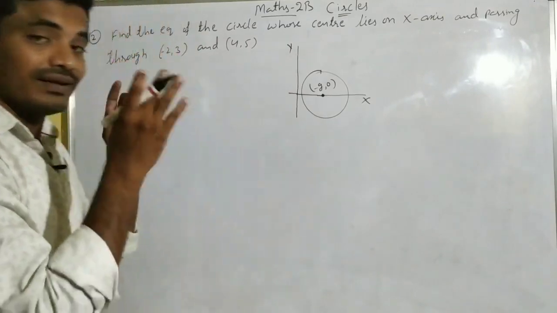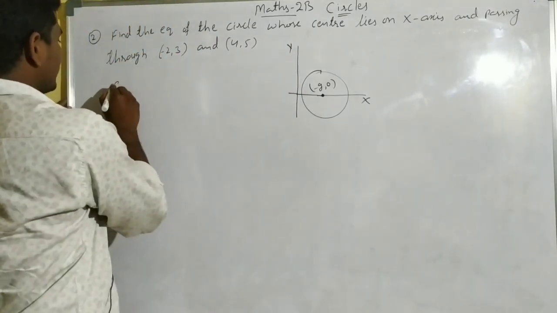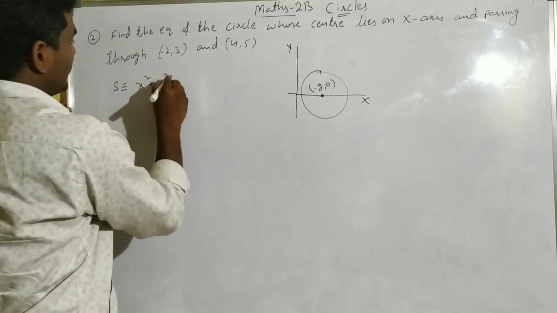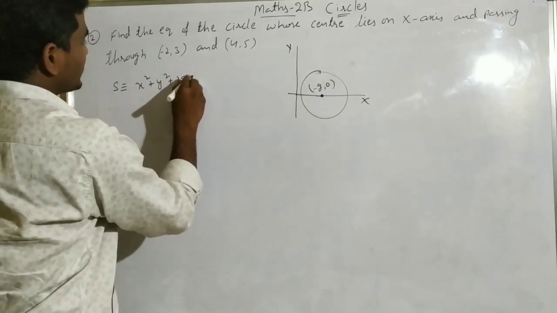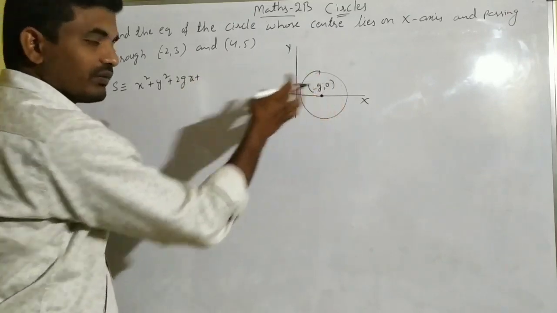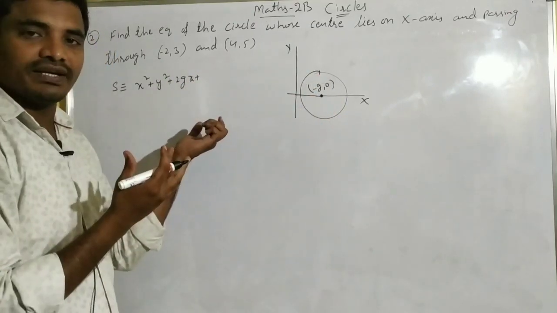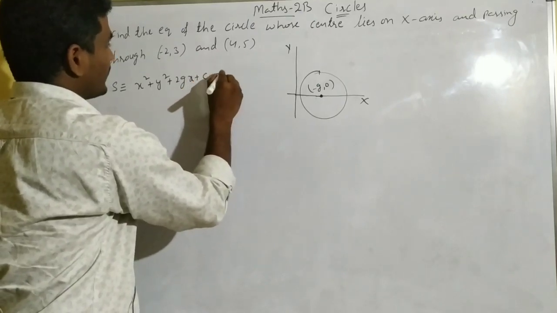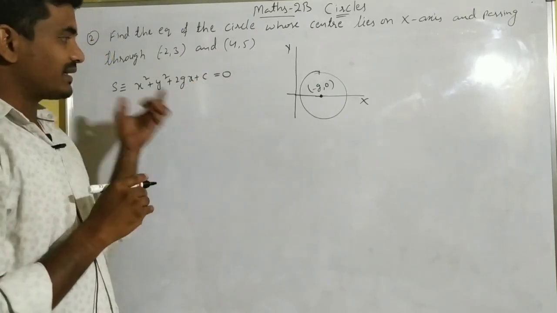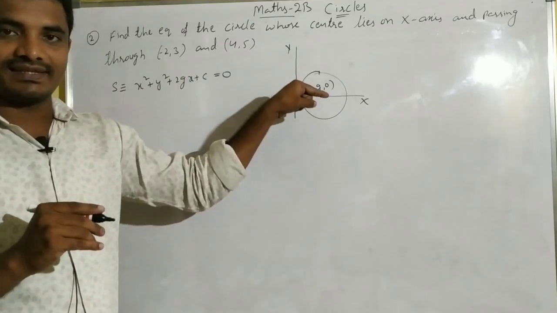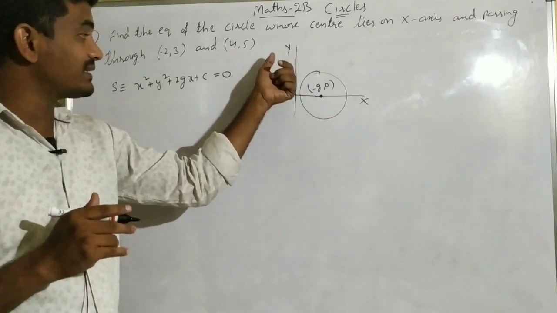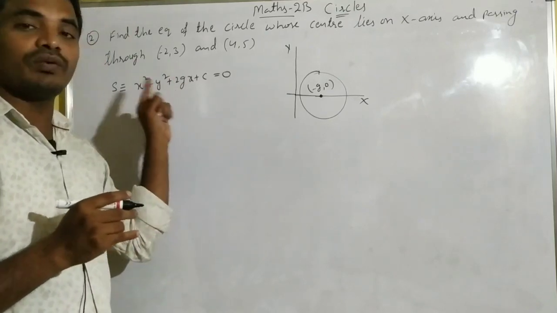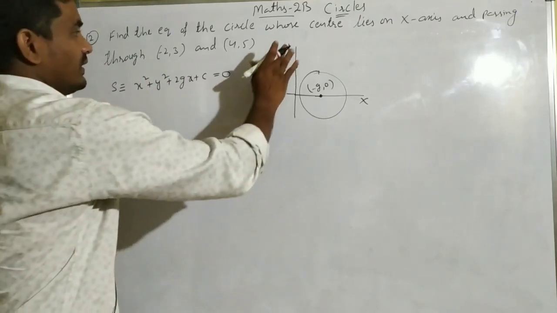So that circle equation is S equals x square plus y square plus 2gx plus, here the f term is not there, that's why it is 0 only. So here we can get plus c equals 0. This is the circle equation when the center is on the x-axis. If it is on the y-axis, nothing but the g term is equal to 0. In that case you can get 2fy.